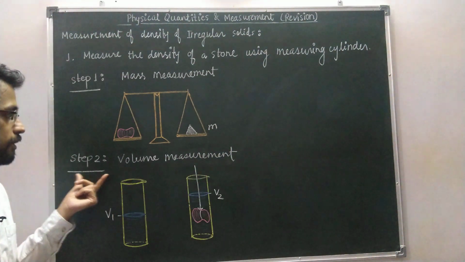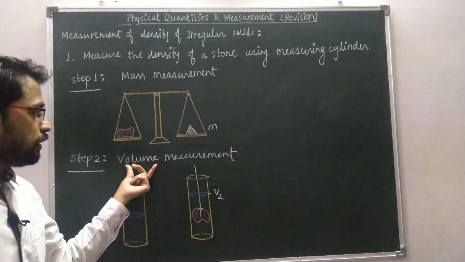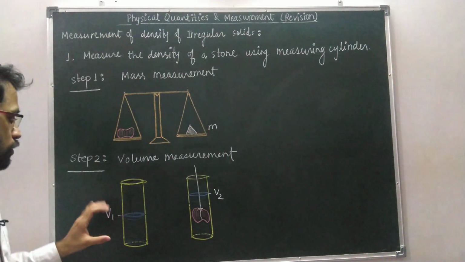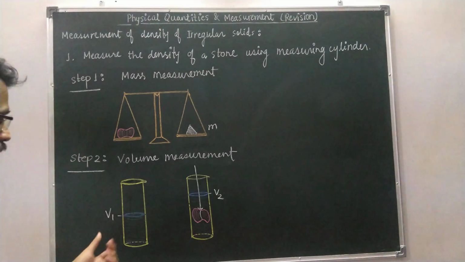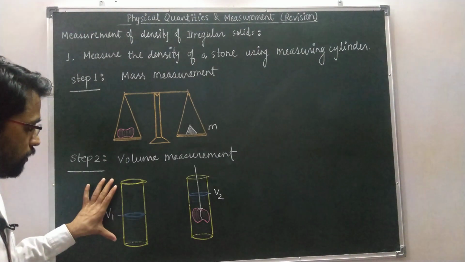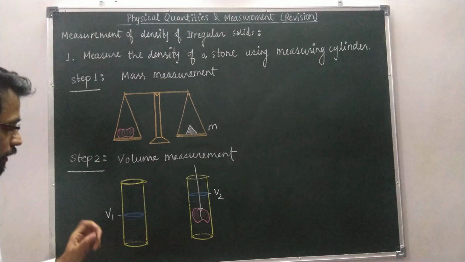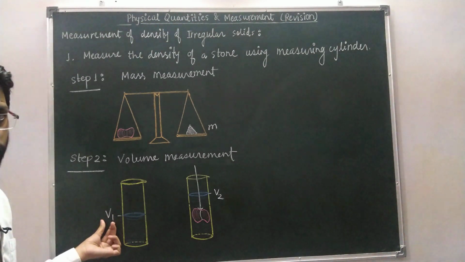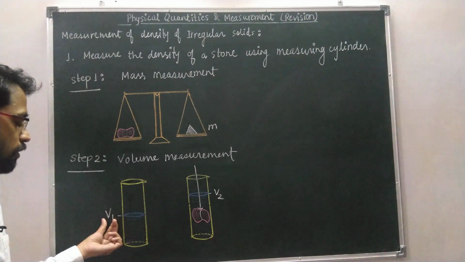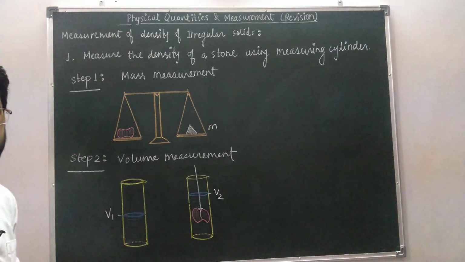And the second step is measurement of volume. Here we are using a measuring cylinder. So first of all, take a liquid in the measuring cylinder up to a certain height and read the volume, say V1. V1 is the volume of the liquid contained in the cylinder.